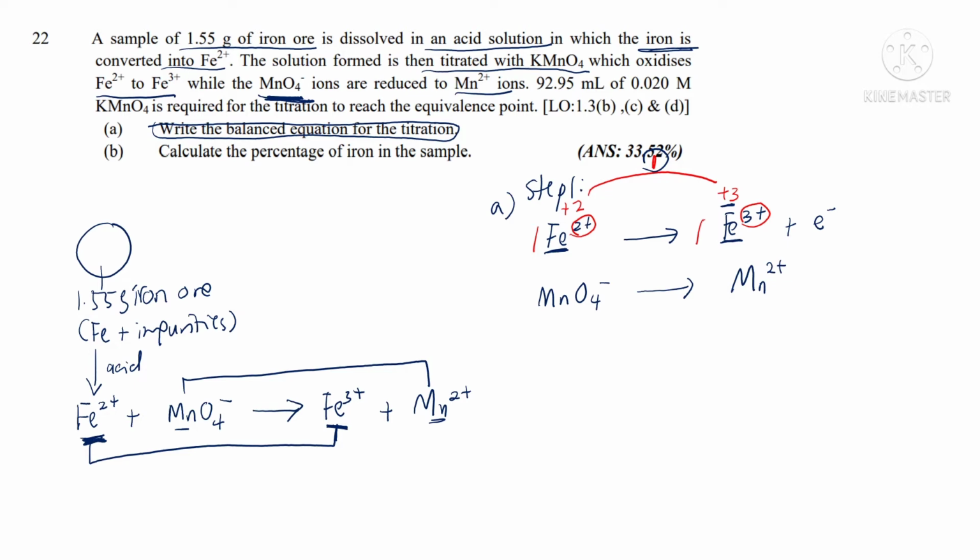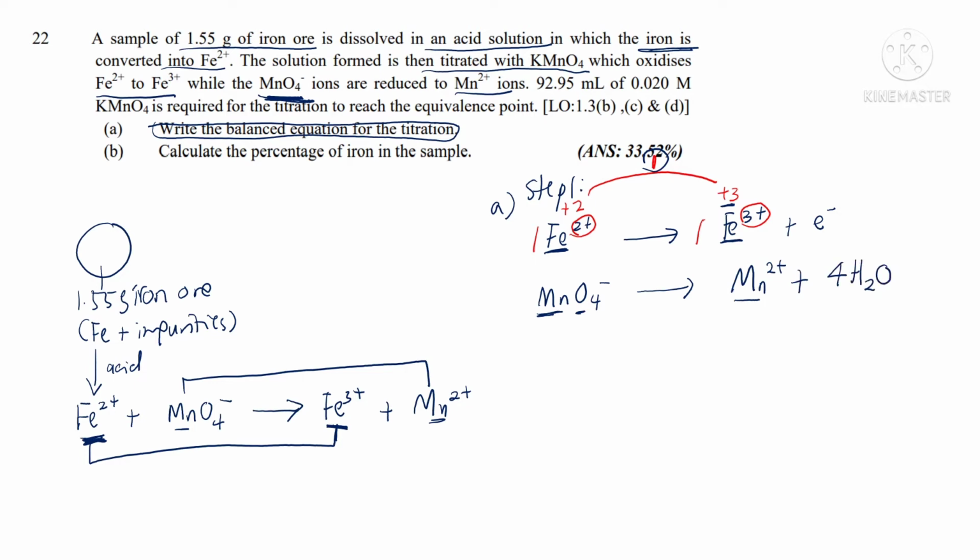So we balance the atoms first. Other than oxygen and hydrogen, there is manganese. So 1 on the reactant side, 1 on the product side. So the manganese atom is balanced on the reactant and the product side. Then we move on to balance oxygen. To balance oxygen, we need to use water. Here there are 4 oxygen, therefore we need 4 water to balance the oxygen.